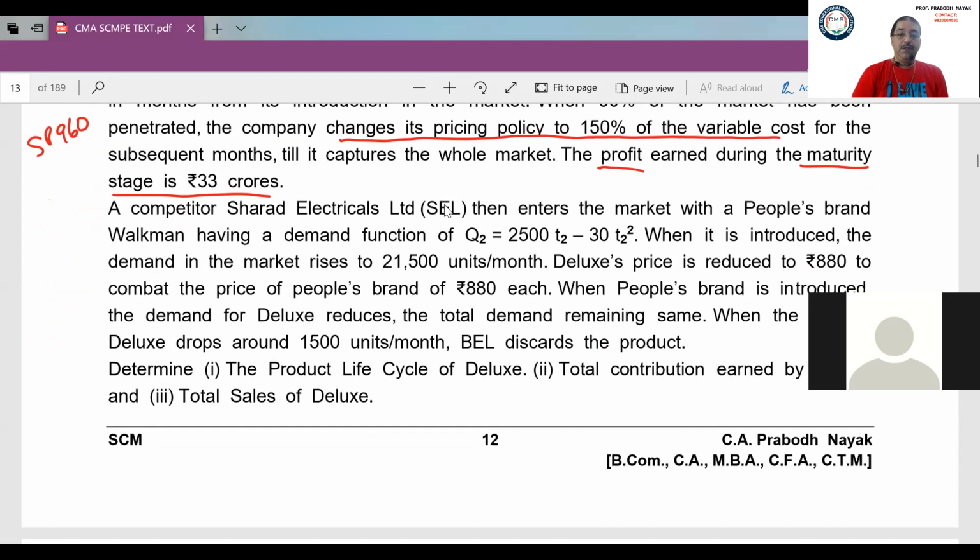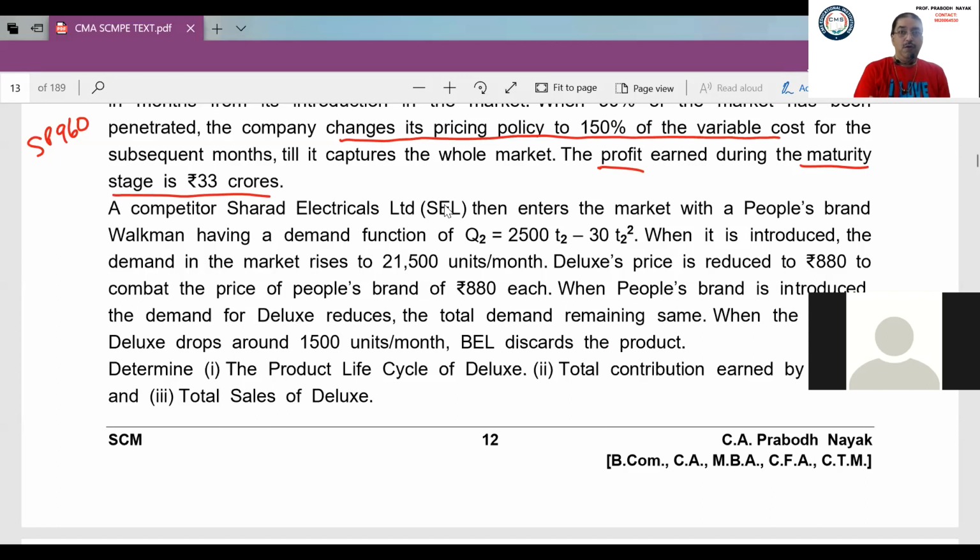Then what? Then there is a twist in the story. Okay, competitor Sharad Electricals Limited, SCL, then enters into the market with something called People's Brand Walkman. What are we selling? Deluxe type Walkman. What is the name of our model? Deluxe type. What is the new manufacturer saying? That he is coming out with People's Brand Walkman.